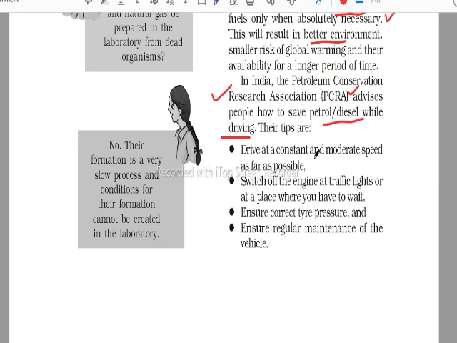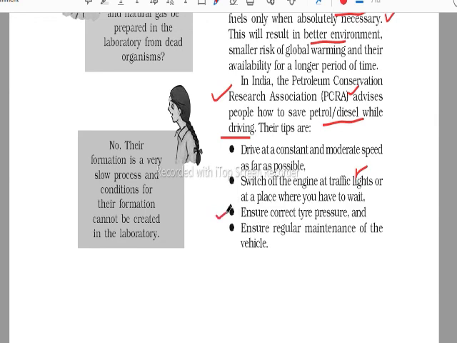ड्राइव एट कांस्टेंट एंड मॉडरेट स्पीड. जब भी आप ड्राइव करें तो कांस्टेंट और मॉडरेट स्पीड पे करें, बहुत ज़्यादा स्लो ना चलाएं, बहुत ज़्यादा तेज़ ना चलाएं और स्पीड को फ्लैक्चुएट ना करें. सेकेंड है स्विच ऑफ इंजन एट ट्रैफिक लाइट, जहाँ ट्रैफिक लाइट है वहाँ पे इंजन को स्विच ऑफ कर लेना है. इंश्योर करेक्ट टायर प्रेशर.